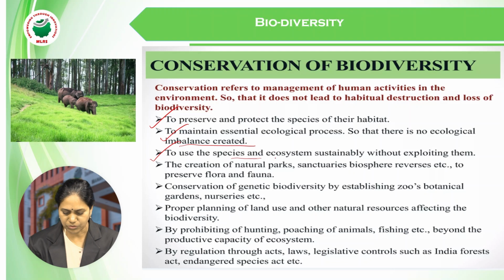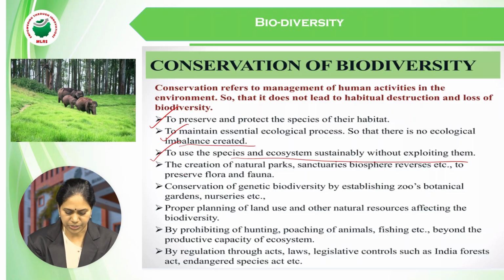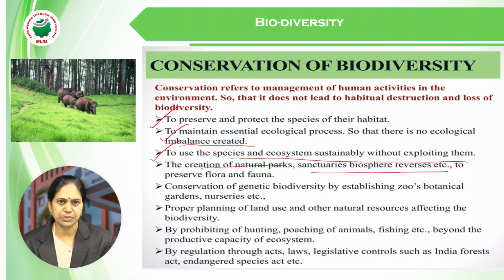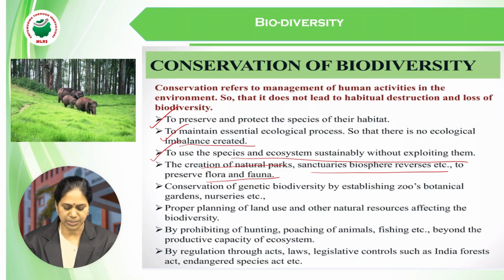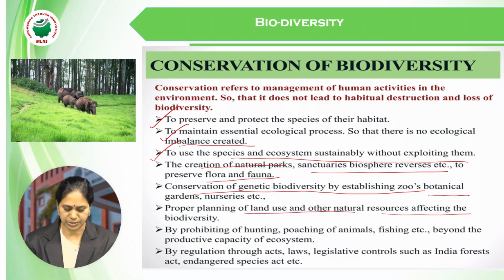To use the species and ecosystem sustainably without exploiting them, and creation of natural parks, sanctuaries, biosphere reserves, etc., to preserve flora and fauna. So preservation is our main intention. How to preserve or conserve it is what I'm going to deal with in today's session. Then conservation of genetic biodiversity by establishing zoos, botanical gardens, nurseries, etc. So these are conservation strategies. Next, proper planning of land use and other natural resources affecting biodiversity. How these strategies have been implemented in different parts of the world, especially in our country, is what I'm going to deal with in today's session.